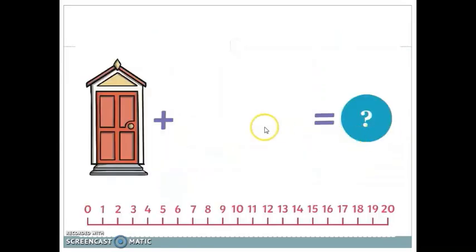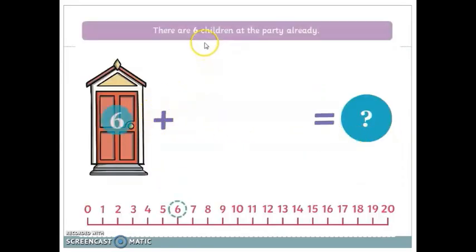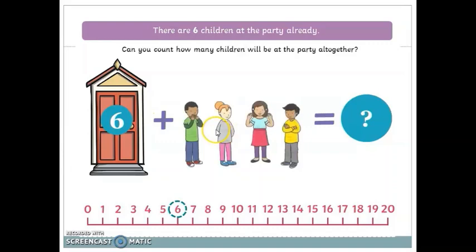Let's go. As you can see in front of you, there are 6 children at the birthday party. Now, some more are coming. Let's see how many children are there. Would you like to count with me? 1, 2, 3, 4. More children have arrived.